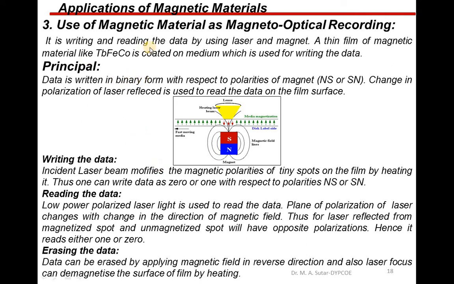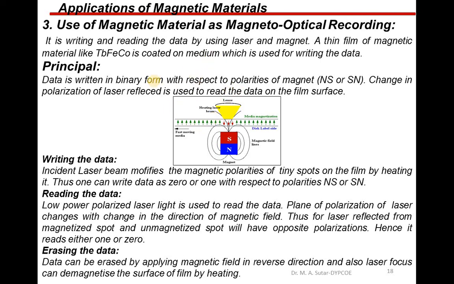Another application is a magnetic material as a magneto-optical recording. Magneto-optical stands for, here we are going to use two energies. One is the magnetic energy, another is optical, means light energy. So we can use the light, polarized, monochromatic, coherent light, to write and read the data. And one thing which is very important in this case is that this particular data can be erased from that particular disk, if the disk is rewritable.